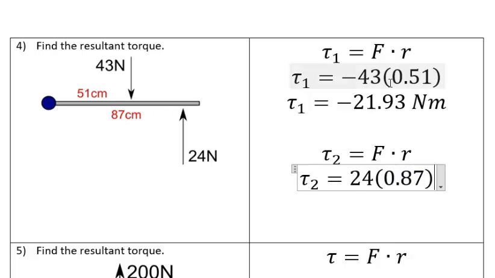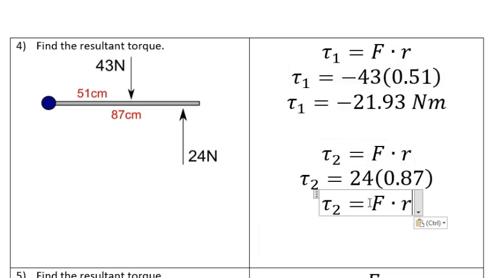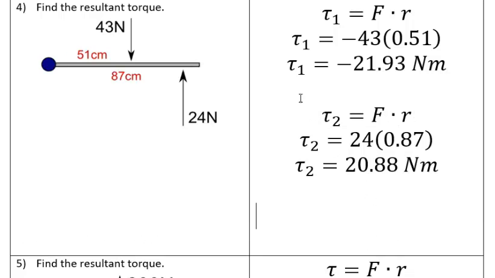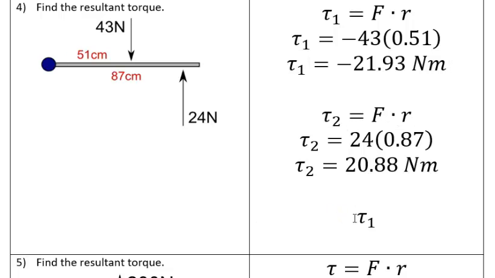That is 0.87 meters. So I multiply 24 times 0.87. The resultant torque will be 20.88 newtons times meter. Okay, now those are the two torques that are dealing with the same object. So in order to get the resultant torque, I need to add both of them. So to add torque 1 and 2, it will be torque 1 plus torque 2. That will be the resultant torque, which I'm going to put in here.